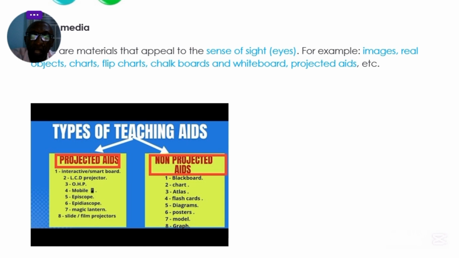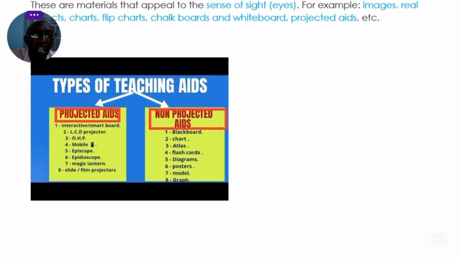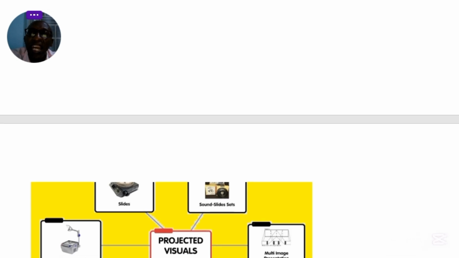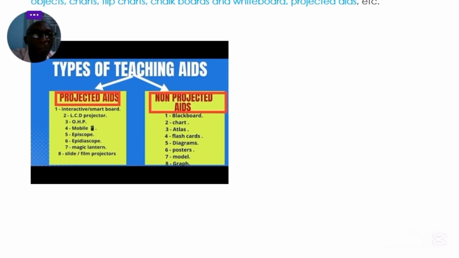Now, I would like to highlight here that we have what we call projected and non-projected media. I'll start with the non-projected. Non-projected means the blackboard, the charts, the atlas, the flashcards you may have, the diagrams, the posters, the models. All that is non-projected. In other words, you don't project it from a system. It is there hanging on the wall or hanging on the ceiling.